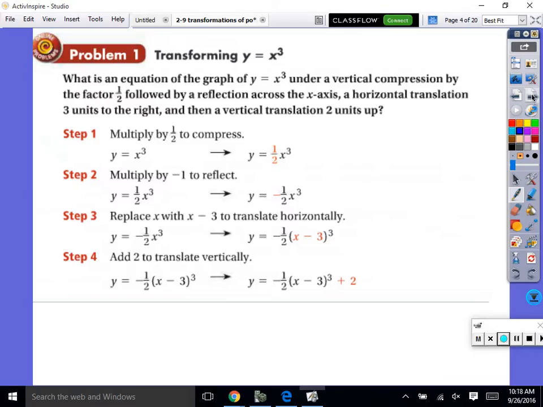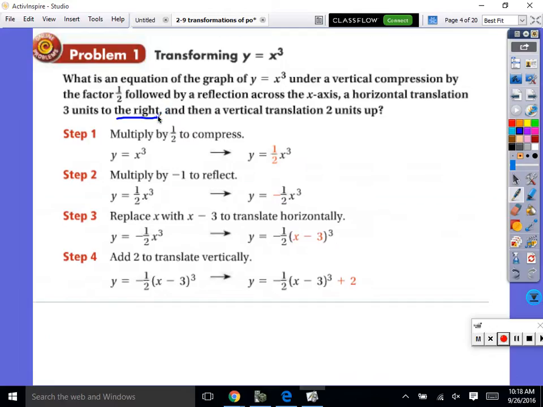To reflect it over the x-axis, we're going to multiply by -1. So that would be a reflection over the x-axis, and then we're replacing x with x minus 3 to translate it 3 units to the right. So it'll be x minus 3 cubed, and then we're adding 2, shifting it 2 units up. Okay. So everybody sees how to do this?